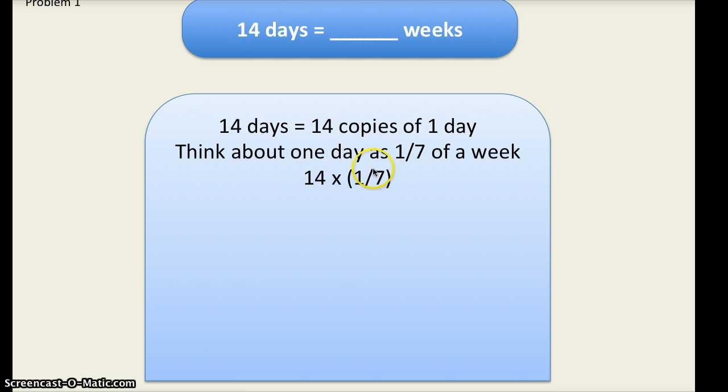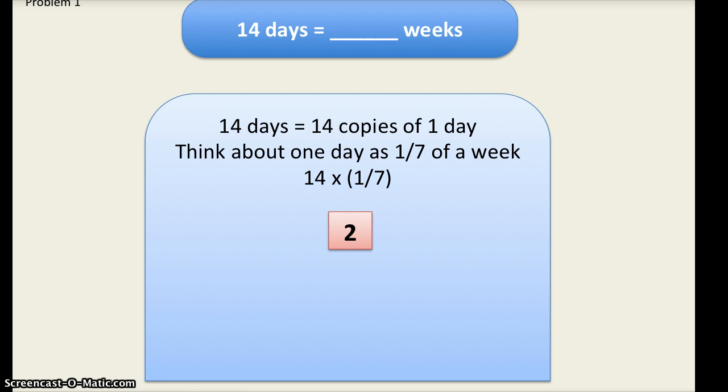So that's the same thing as 14 times one day. And we already know that one day is exactly 1/7 of a week. So I'm basically taking this same information, 14 copies means times of one day, but I want it in weeks. So I'm doing 14 times 1/7. I know we haven't done any multiplication of fractions yet, but here's our chance, and it's super easy. All you do is you multiply straight across.